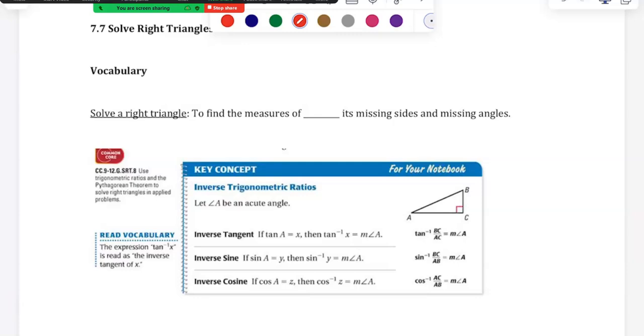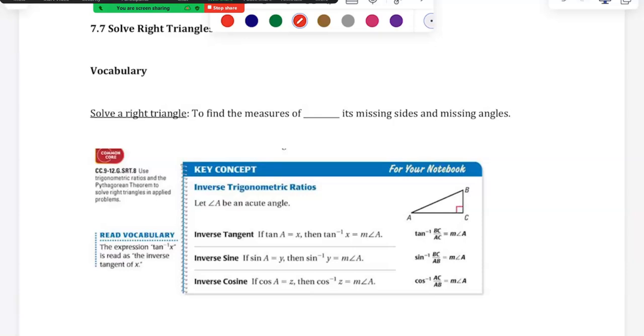Okay, in 7.7, we're going to solve right triangles. That means you're going to use inverse trig of tan, sine, and cosine, depending on what's appropriate, or straight up trig to get missing sides. Remember, inverse, you use that only to get angles. Okay, let's take some of these notes.